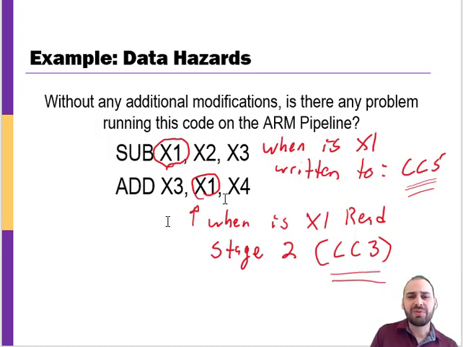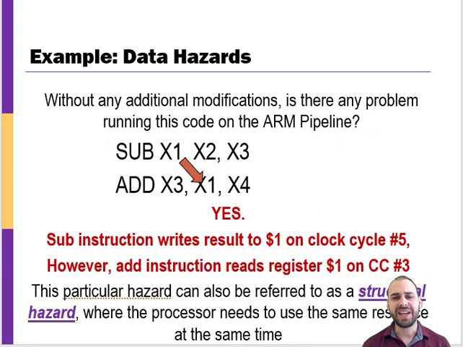So is there a problem with running this code in the ARM pipeline? Well, without any modifications, there is. We've got this timing issue going on, and sometimes people refer to this as either a data hazard or a structural hazard, in which the processor needs the same resource at the same time. Basically, we're trying to use the register file over multiple instructions at the same time, and we haven't updated it. The first instruction, the subtract instruction, has not updated it yet, and then we've read it in the add instruction.